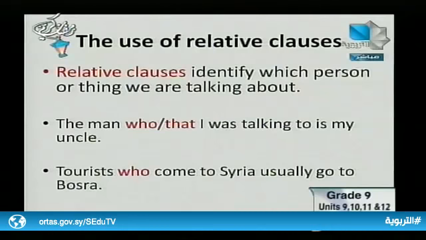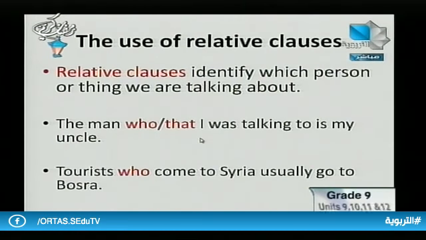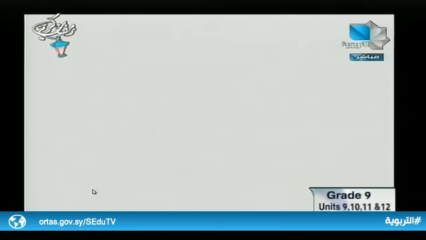Tourists who come to Syria usually go to Busra. Here I'm not talking about all the tourists in general. I am talking about the tourists who come to Syria in specific. I used who. Relative clauses, I use them to give extra information about something or someone. I use which for things, who for people.